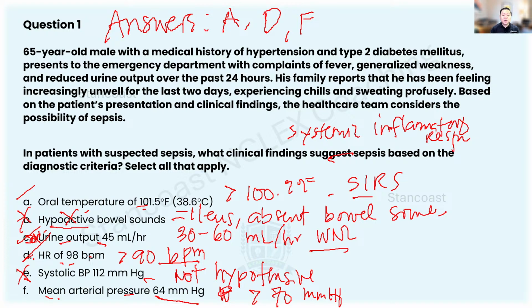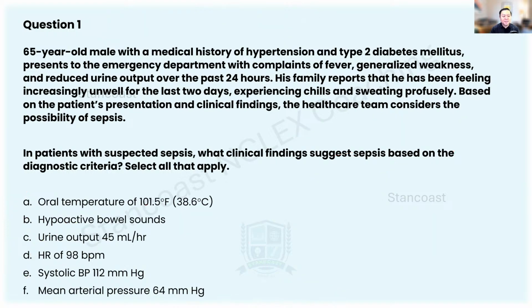Now we'll talk about the mean arterial pressure. How are you supposed to calculate the mean arterial pressure? So guys, pay attention. We are going to talk about the mean arterial pressure this time. MAP.